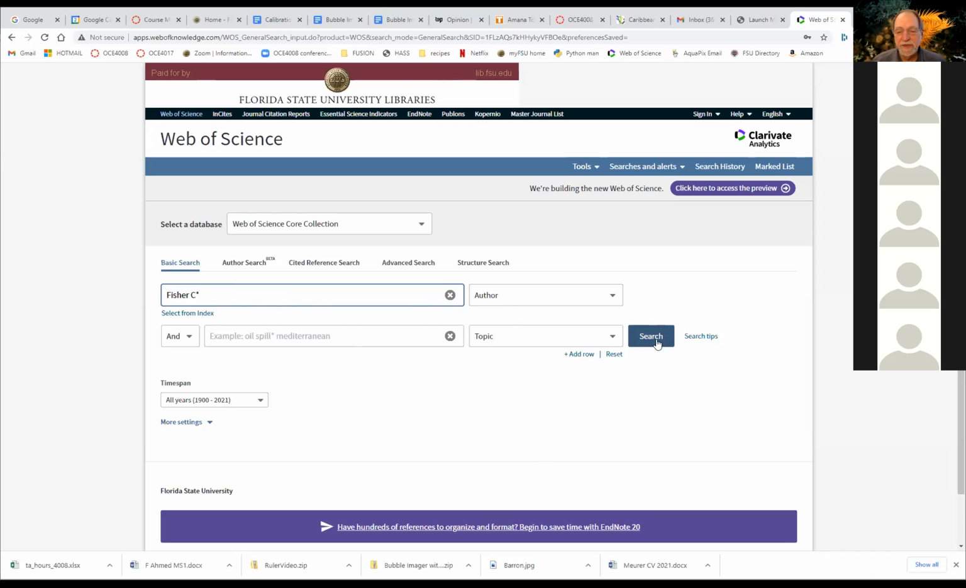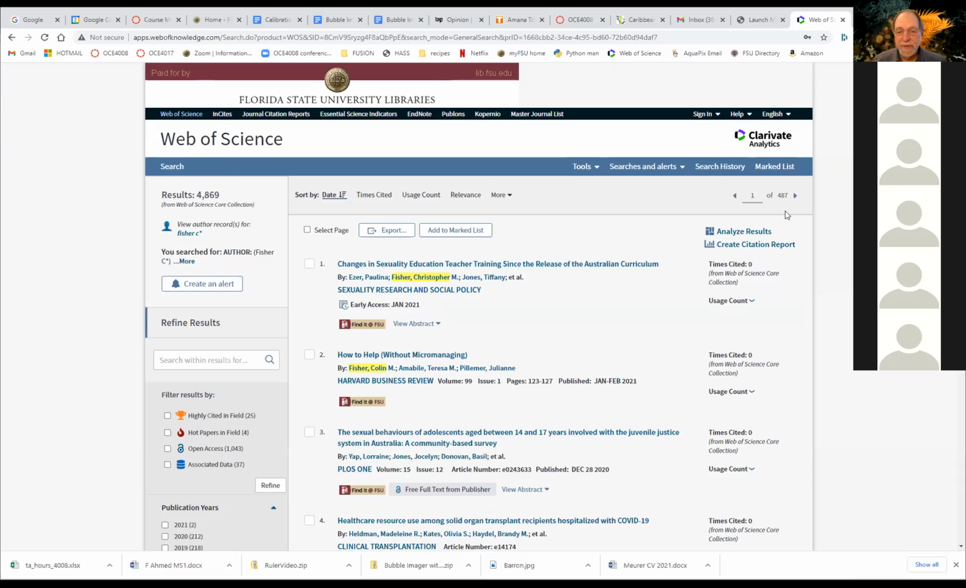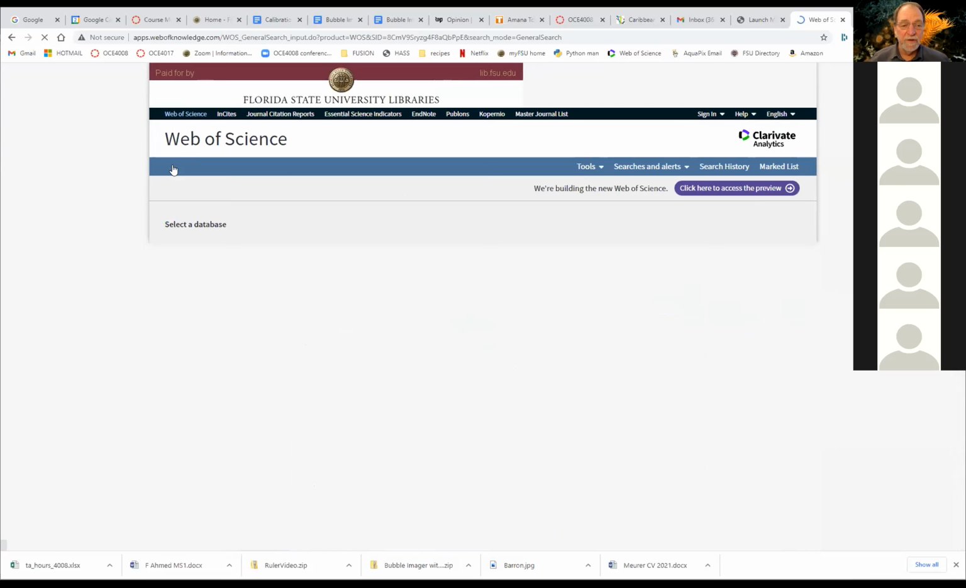Let's see what happens if I just look for Fisher C in the literature without any other qualifiers. Well, I have 487 pages of results, and there are 10 results per page. So obviously I've got almost 4,900 different search results for authors named Fisher, 4,869 to be exact. That's way too many to search through, particularly if you're getting things that are not related to corals at all. Changes in sexuality education, teacher training since the release of the Australian curriculum, that's clearly not about corals. So we want to go back and refine our search term.